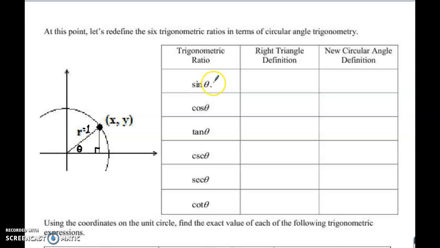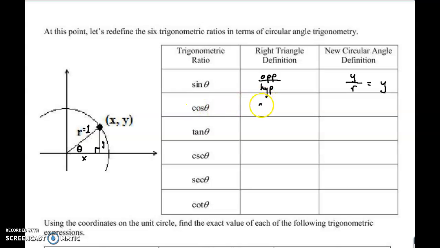Because in geometry, and in the first unit that we started talking about this, sine was defined as the opposite over the hypotenuse. Well, if we were to look at this in the unit circle, we have the x-coordinate, we have the y-coordinate. Well, opposite of the angle is the y-coordinate. So it's y divided by the hypotenuse, which is the radius of the circle. But again, for our purposes, the radius is just 1, so y divided by 1 means y.